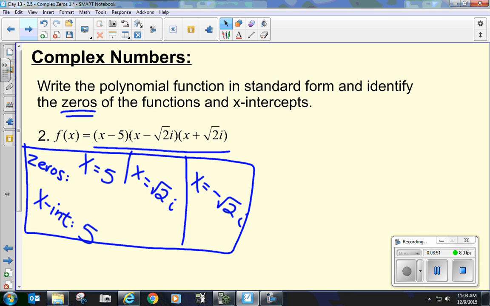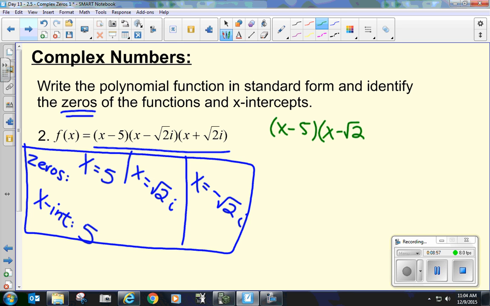I'm just going to rewrite these. You got x minus 5, x minus radical 2 times i. That i is not in the radical. It makes a difference. It's x plus radical 2i. Now, I would FOIL these two together first. How come? Yeah, that's a difference of perfect squares. They're conjugates, right? The middle sign changes.